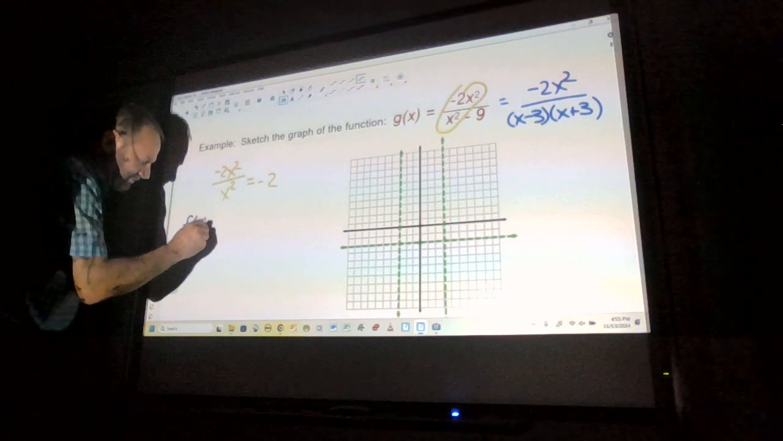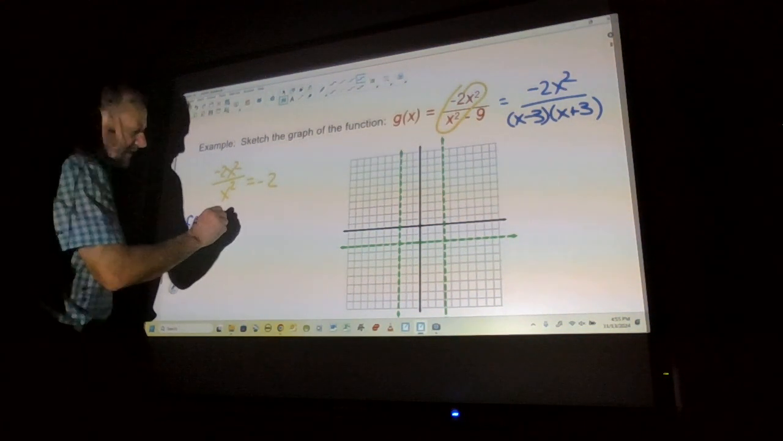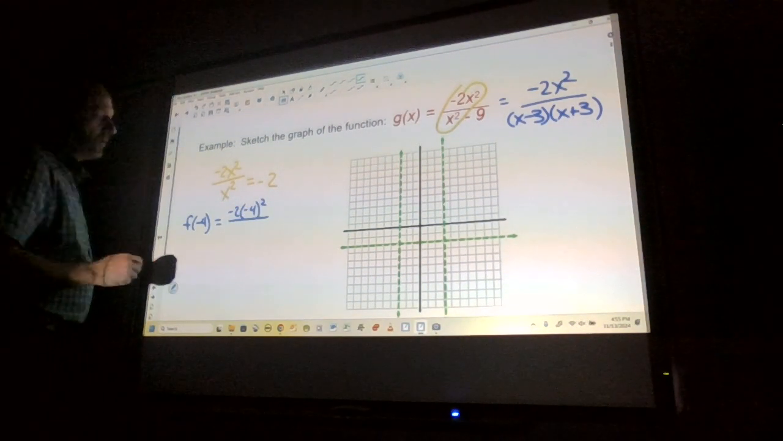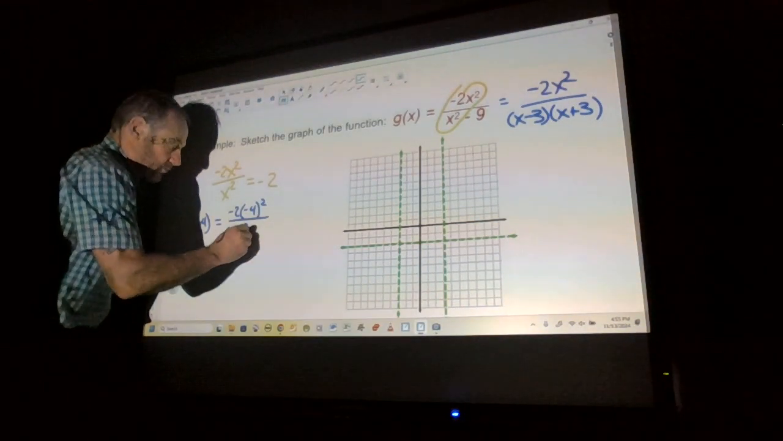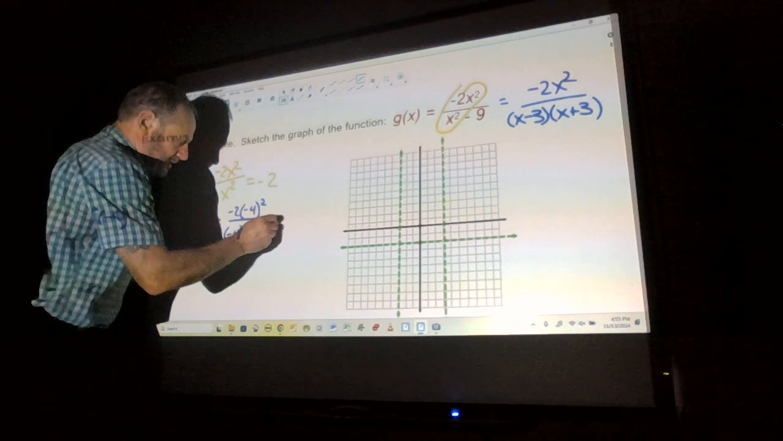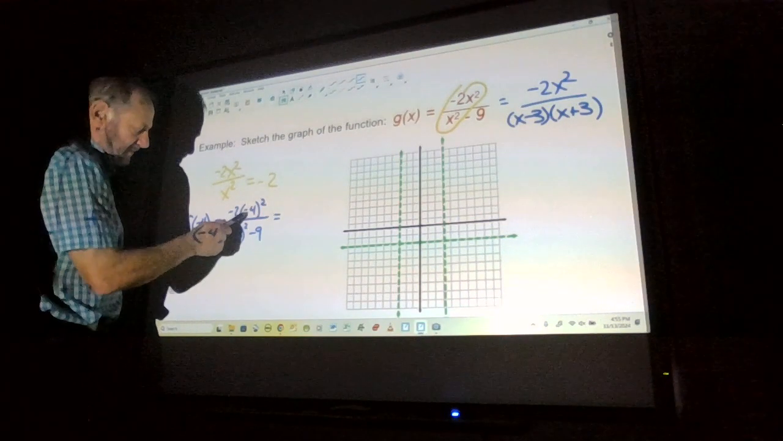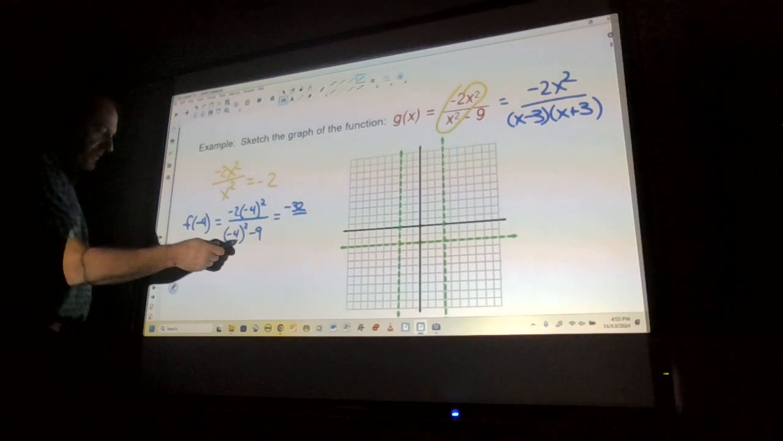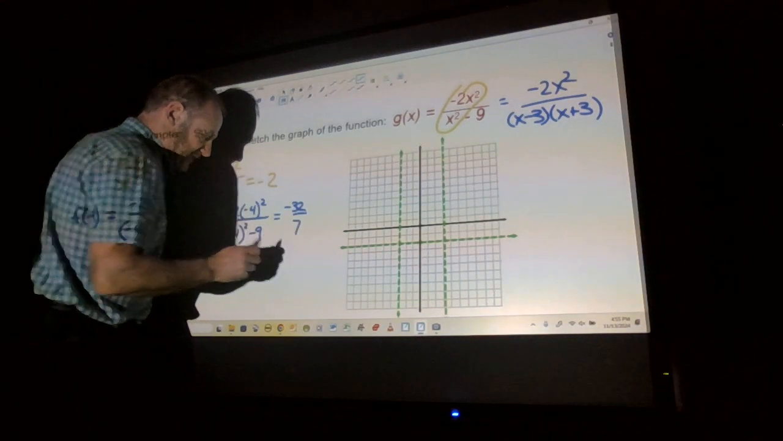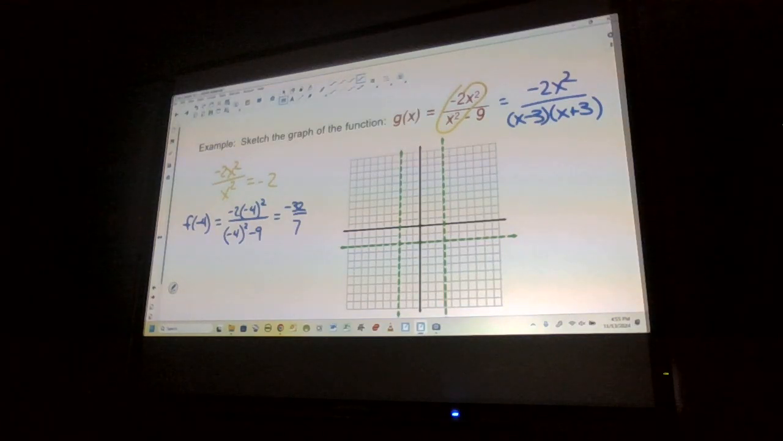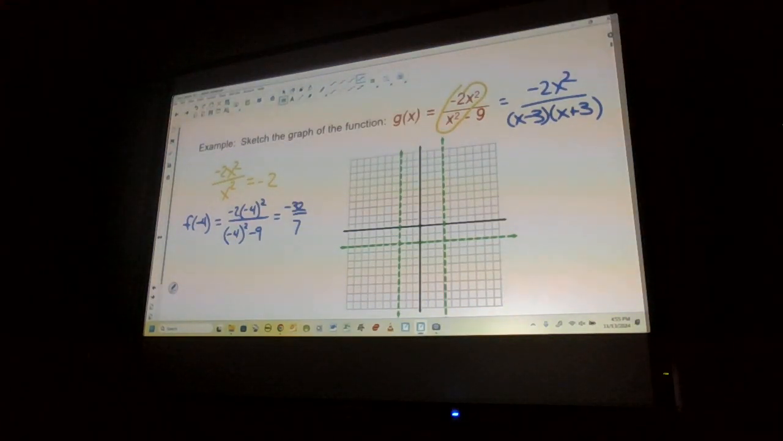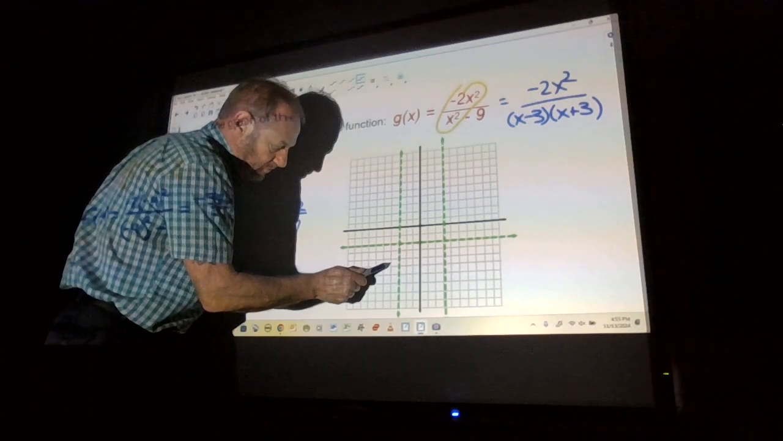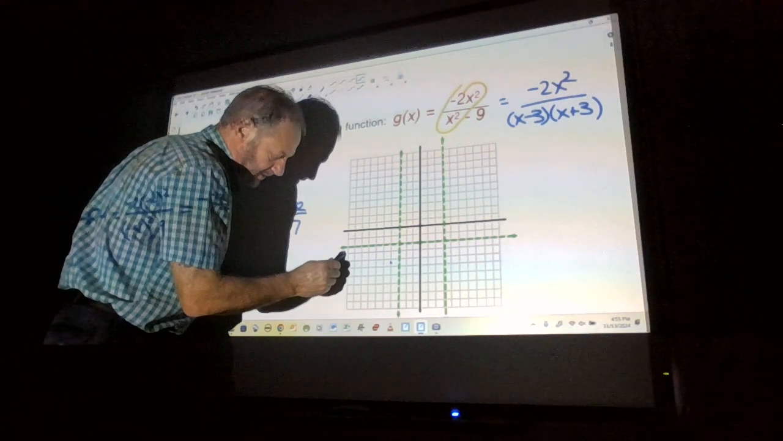We'll find f of negative 4. That's going to be negative 2 times negative 4 squared over negative 4 squared minus 9. This is going to be negative 32 over 16 minus 9, which is 7. So it's going to be a little more than negative 4. So 1, 2, 3, 4, it's going to be right about here. This thing's going to look something like this.